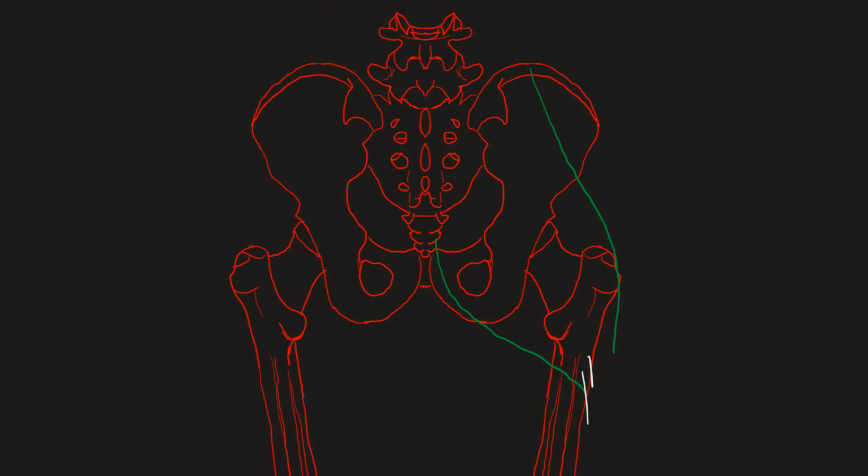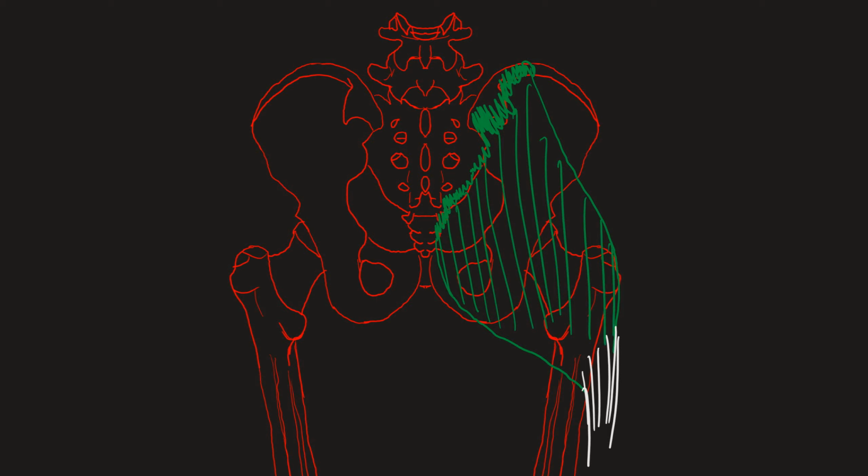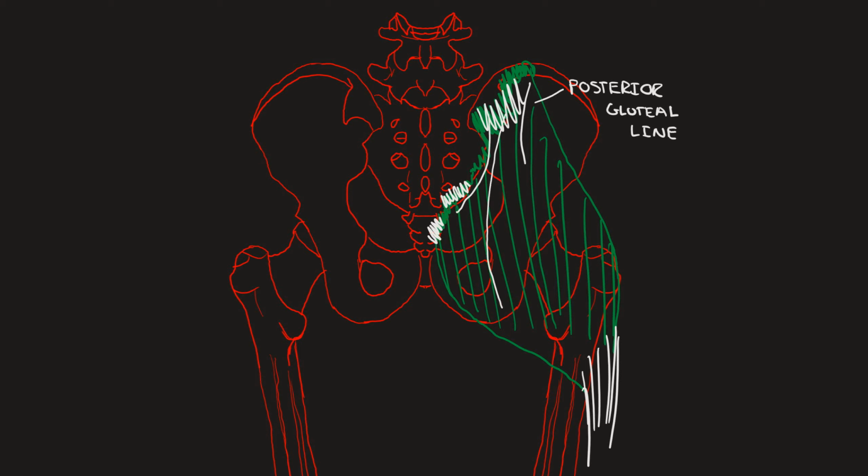So our first muscle is the gluteus maximus, and the gluteus maximus has a lot of proximal attachments. The first one being it's proximally attached to the surface of the ilium posterior to the posterior gluteal line. It's also attached to the posterior inferior surface of the sacrum and the coccyx. And of course, it also attaches to the sacrotuberous ligament.